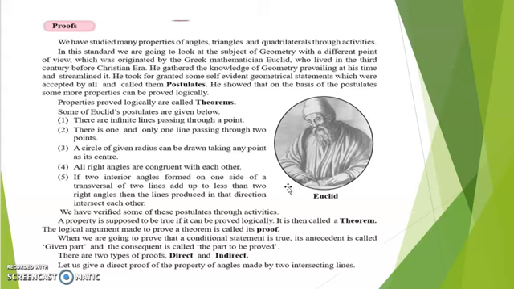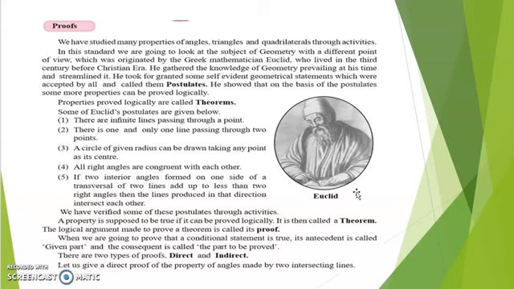Now next we are going to see what are proofs. But before we go to see what is proof and the various terms involved, a little bit of history. In this particular standard, we are going to look at the subject geometry from a different point of view. This was originated by Greek mathematician Euclid. You have his picture over here for reference. He lived in the 3rd century before the Christian era. He gathered the knowledge of geometry prevailing at his time and streamlined it.